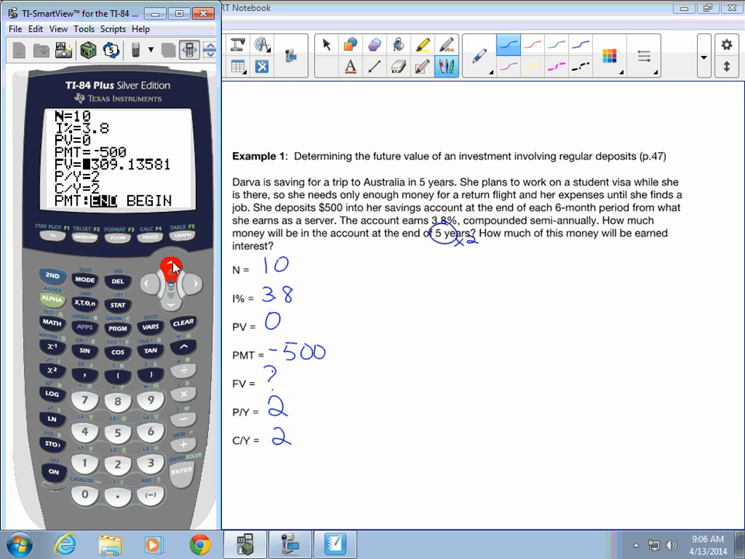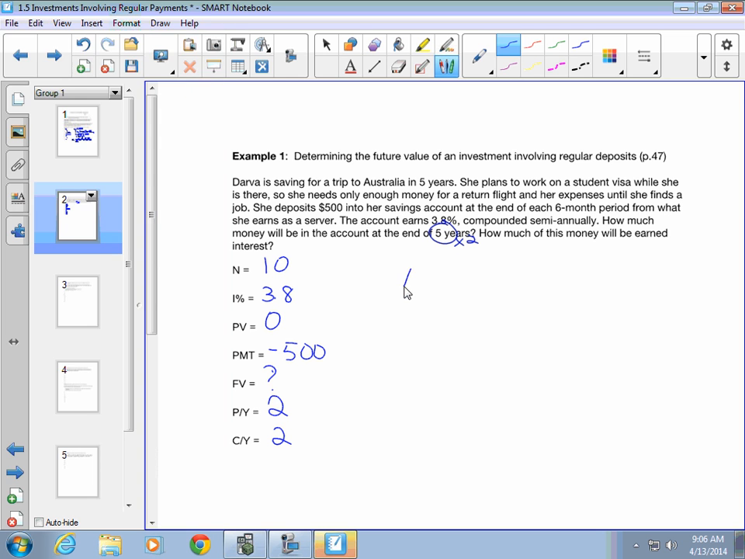So we go back to future value, alpha, enter, and you find out that your future value, or your A, is equal to $5,449.90.